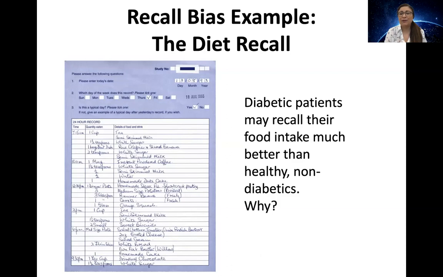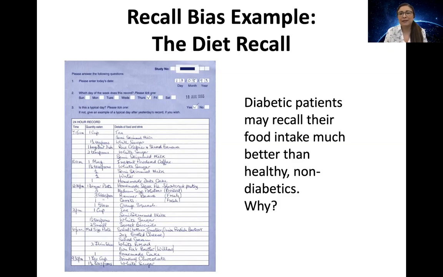The example I'm giving you here is, let's say, diabetic patients. I work a lot with diabetes. I want you to think for a minute why a diabetic patient might remember much better what they ate than people who don't have diabetes. You might think that's a little weird, maybe you would think it'd be the other way around, but it's actually that diabetics tend to know much better what they ate. So pause for a minute if you want to think about it. Maybe you've already thought of it, and some of you who have people with diabetes in your family may already be like, yeah, I know why. But some of you may not.